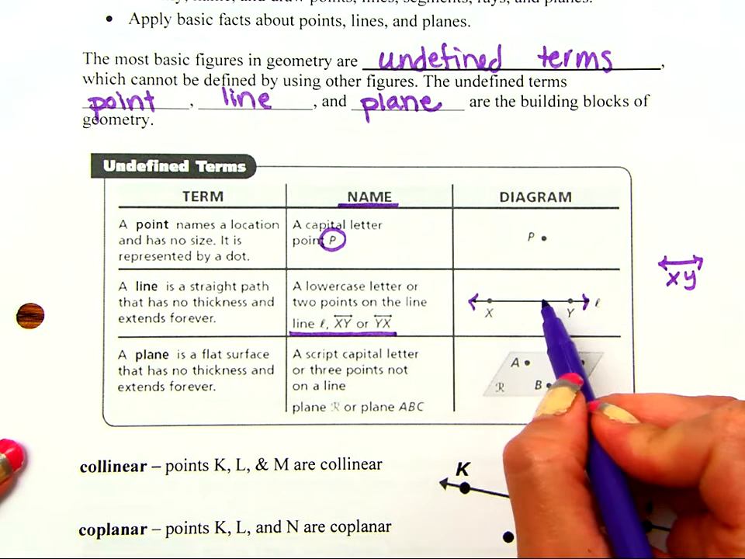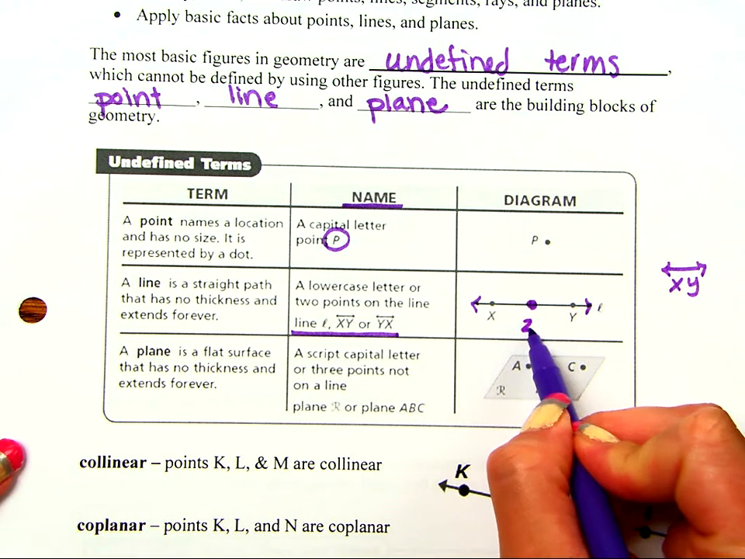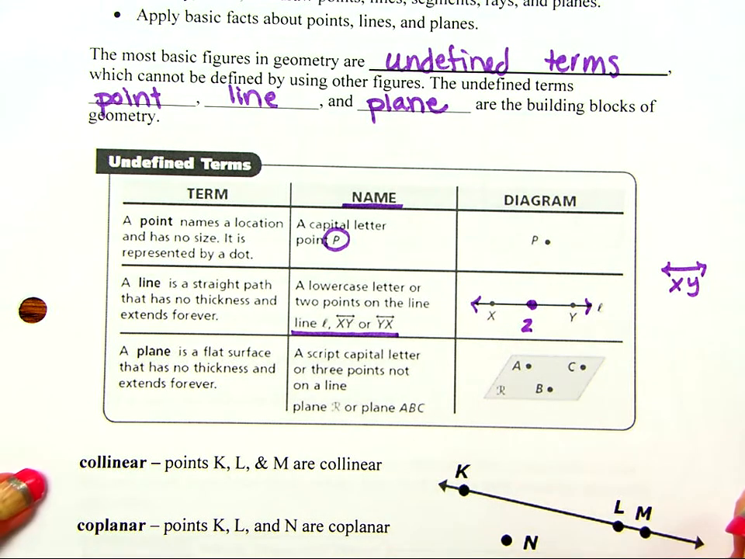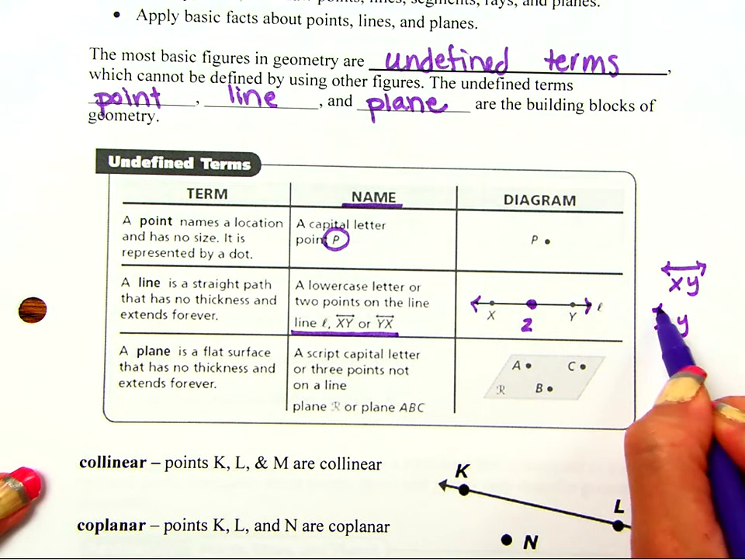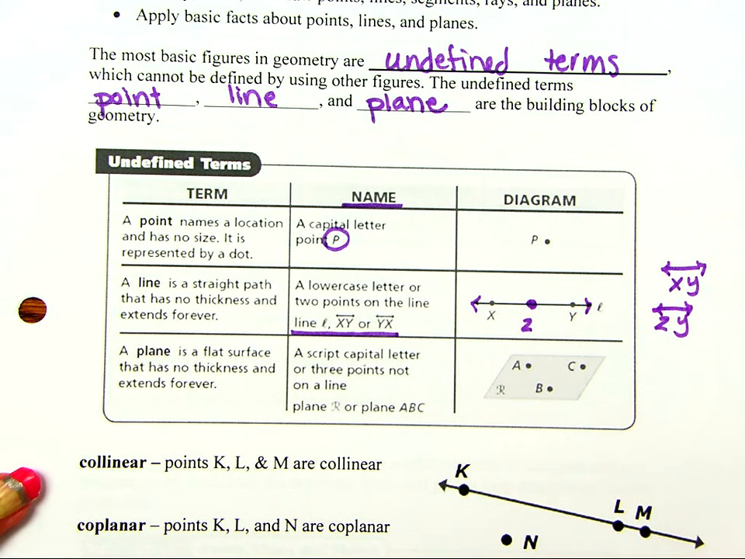Now, if there were another point on that line, let's say I had point Z, we only need to pick two letters to name our line. Any two letters, it doesn't matter. So I could pick Z and Y. I could say that's the line ZY or YZ, and that would be the same thing. But I would not pick all three.